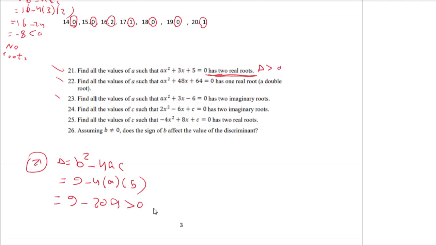So this must be positive. 9 is greater than 20a, so 9 over 20 is greater than a, meaning a is less than 9 over 20. So that's the answer. Here also we solve for one real root, meaning a double root, so delta equals 0. We solve for delta equals 0 and we get a equals 9.